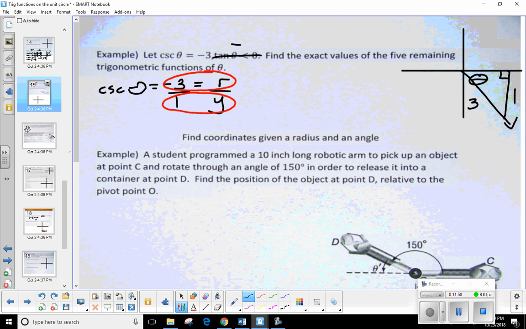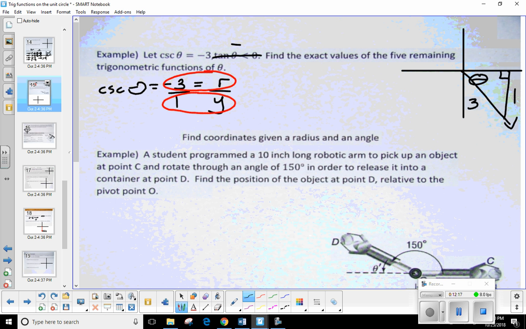Now, one of these has to be negative. Which one would it be? The 3 or the 1? Okay. Has to be the 1. The thing about the radius, it will never be negative. The radius is always positive.